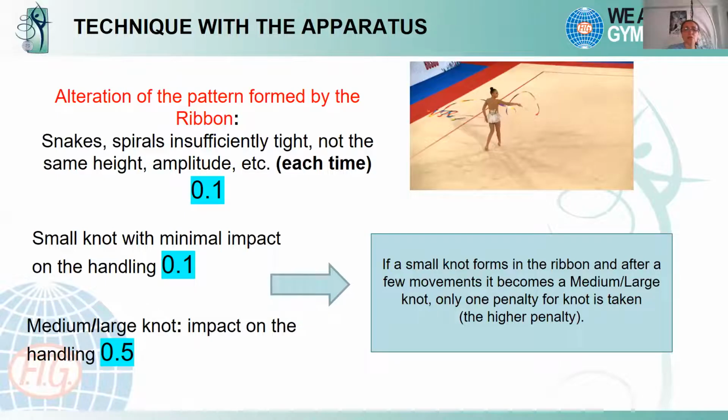Okay. A small knot with minimum impact on the handling is 0.1. A medium or large knot with impact on the handling is 0.5. So if a small knot forms in the ribbon and after a few more movements it becomes a medium or large knot, you only take 1 time penalty, which is the higher penalty, of course, the 0.5 penalty.